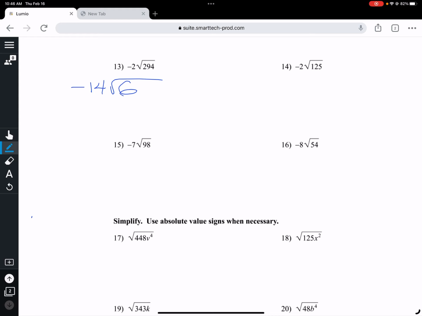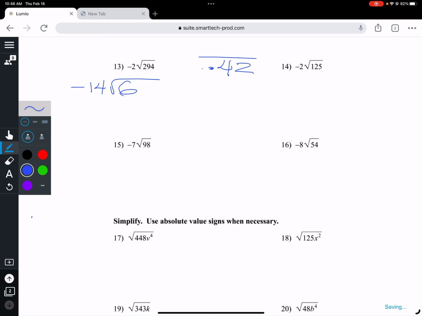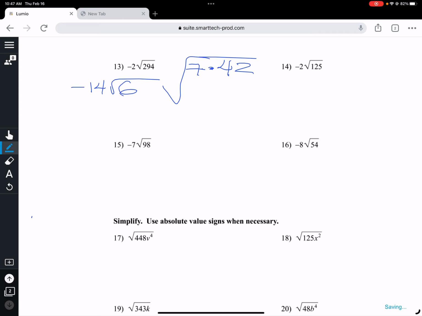Yes, ma'am. All right, so 294, I gave you the huge hint that 7 would be your friend. So we're going to go 7 times, and I think it's 42. Hold on just a second. So I'm going to make this bigger to include it all. Are either of those perfect squares? No, but 42 breaks down into 7 times 6.